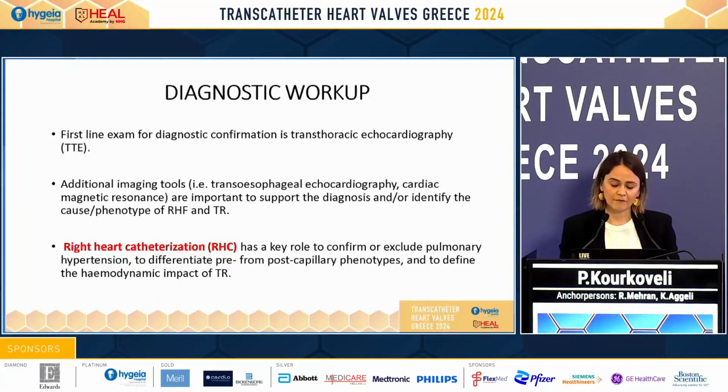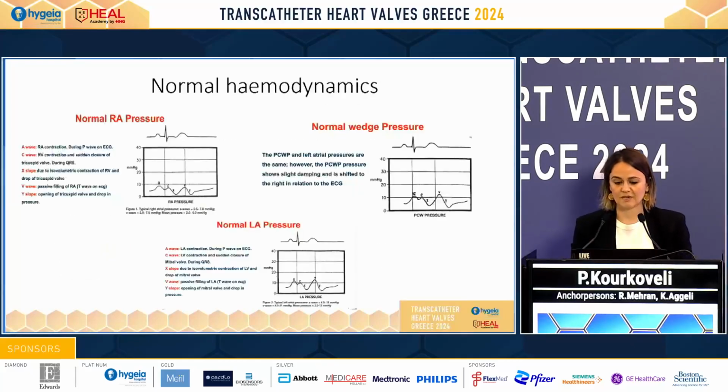So, diagnostic workup of tricuspid regurgitation, we need to focus on that, and of course transthoracic echocardiogram is the first line, but it needs to be a multimodality approach to assess the tricuspid regurgitation, but I will leave that to the next speakers. I will focus on right heart catheterization, which has a key role to exclude pulmonary hypertension, to differentiate pre- from post-capillary phenotypes, and finally to define the impact of tricuspid regurgitation.